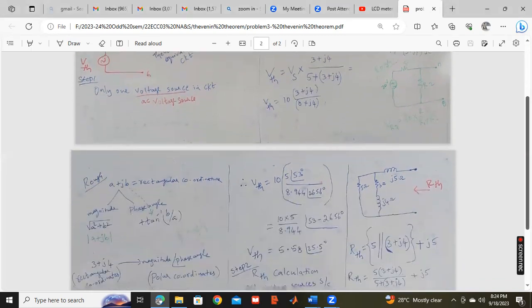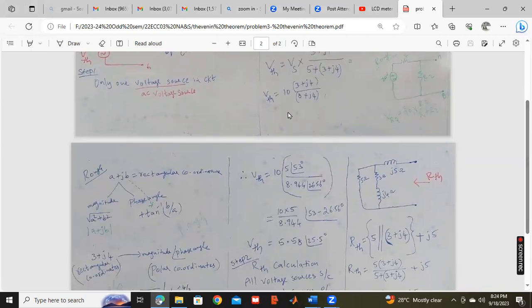Next, how to simplify this VThevenin value? If A plus JB is there, this is of rectangular form. When we convert it into polar coordinates, we will have magnitude and phase angle. The magnitude of A plus JB is the square root of A square plus B square. The phase angle is tan inverse B by A, imaginary part by real part. This magnitude and phase angle put together is called polar coordinates. So rectangular is A plus JB format, and polar is magnitude and phase angle.